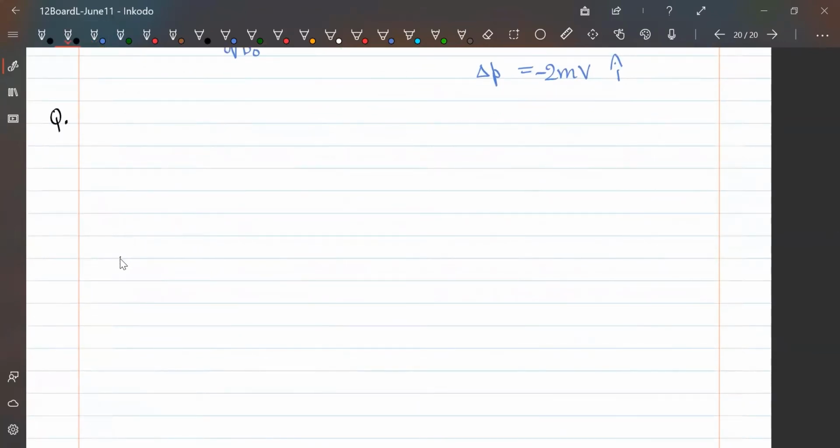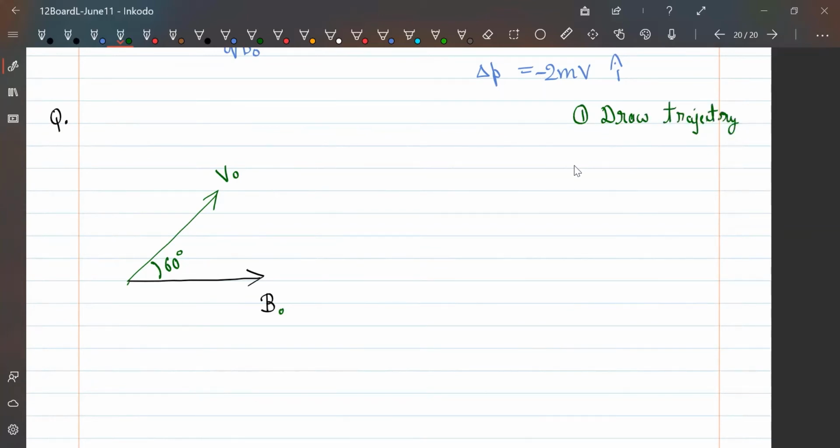Suppose there is a magnetic field B along the x-axis, and the velocity of the charged particle is making an angle of 60 degrees with the magnetic field. In this case, you have to draw the trajectory. First, draw the trajectory. Then write the time period. First do these two things.